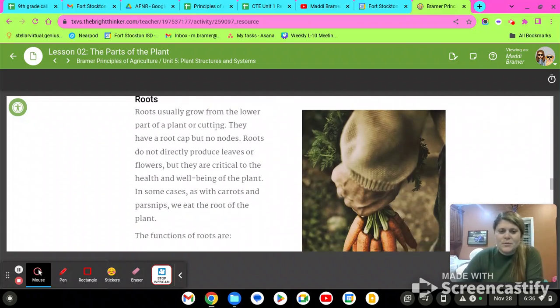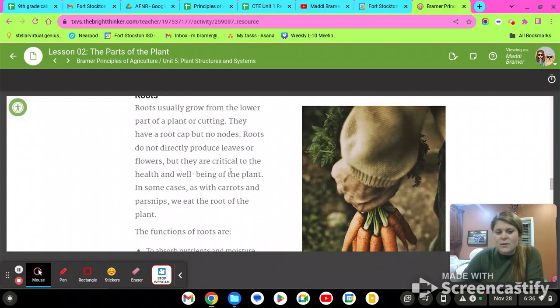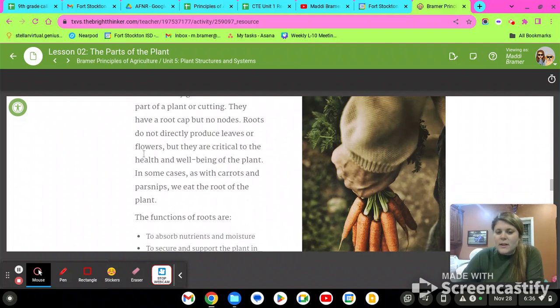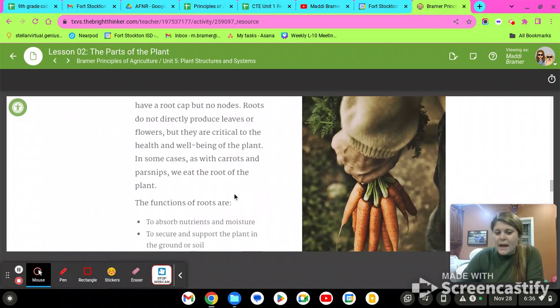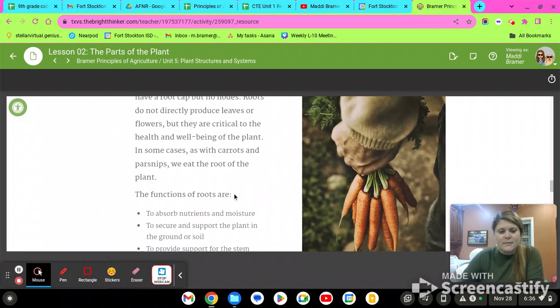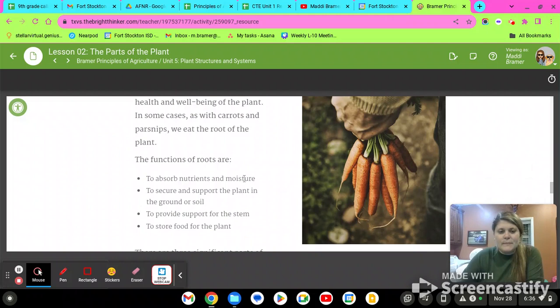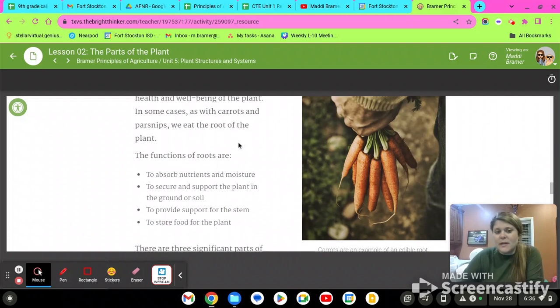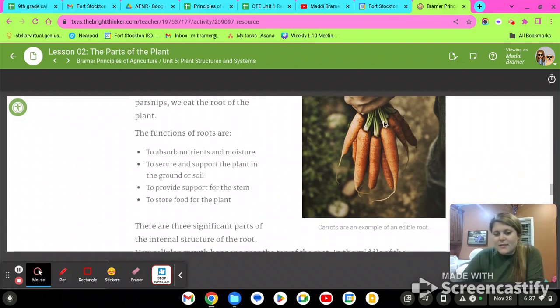Then you have roots. Okay, roots are typically going to be the lowest part of the plant or cutting. They have a root cap but no nodes. They don't directly produce leaves or flowers. They are the anchor of the plant. So it says in some cases we eat the root, like carrots. That is a taproot. So that's a singular root. A really good example of that. The carrot that we eat is a root.